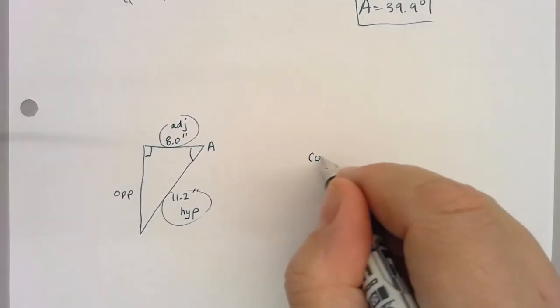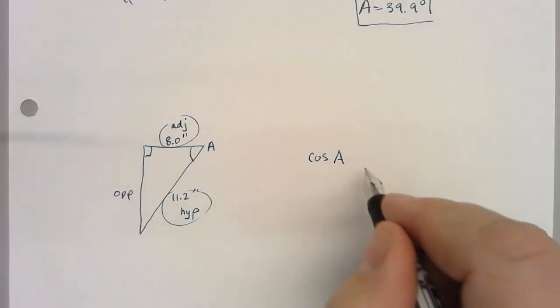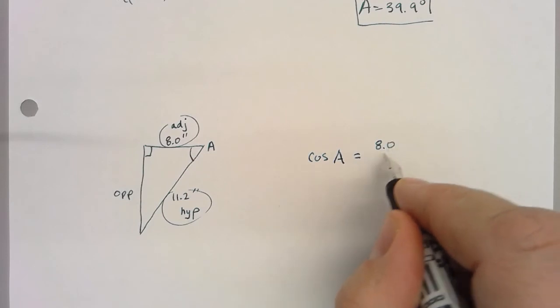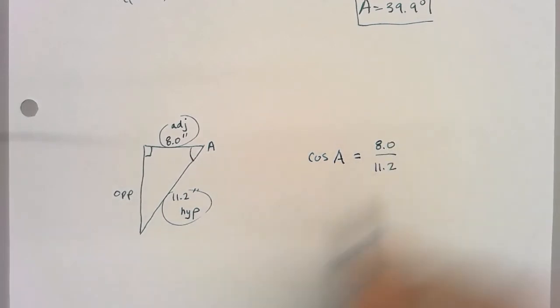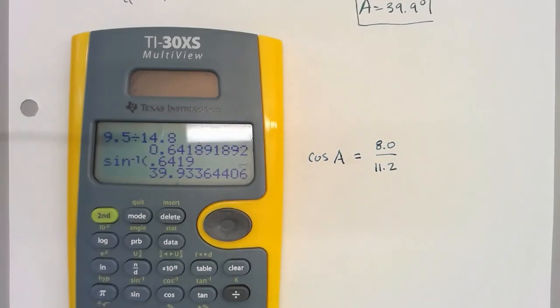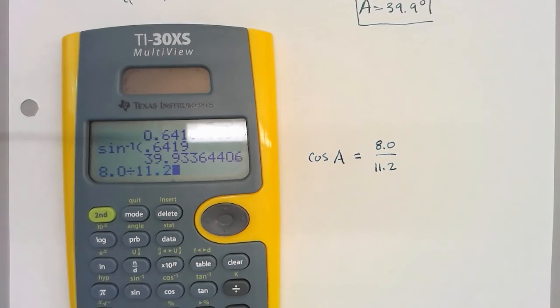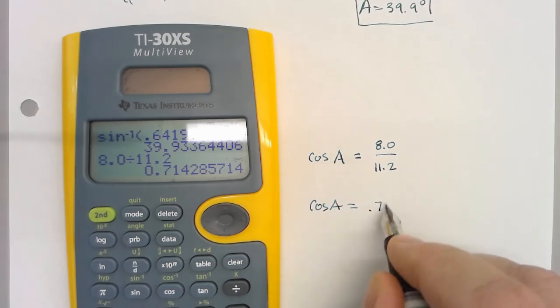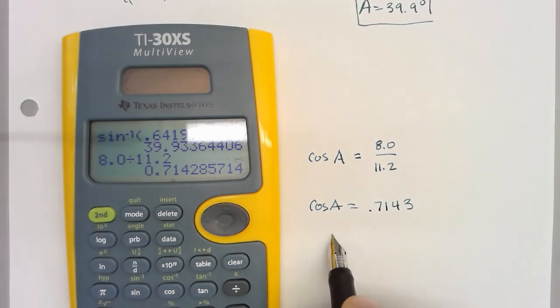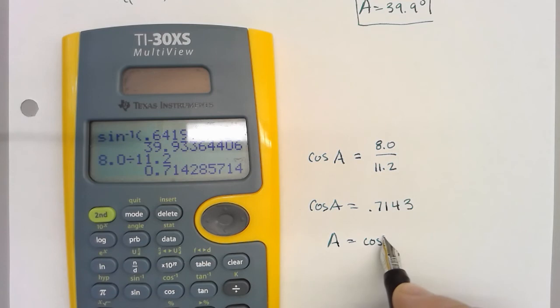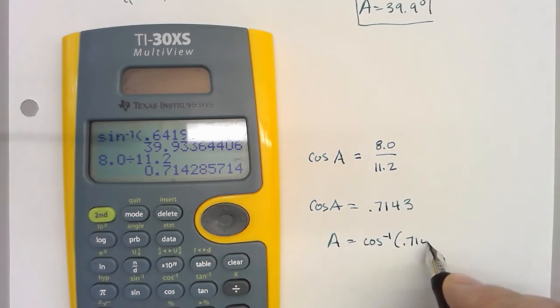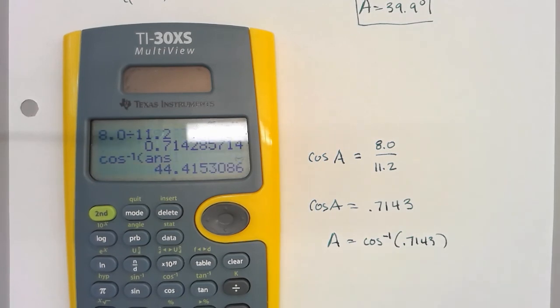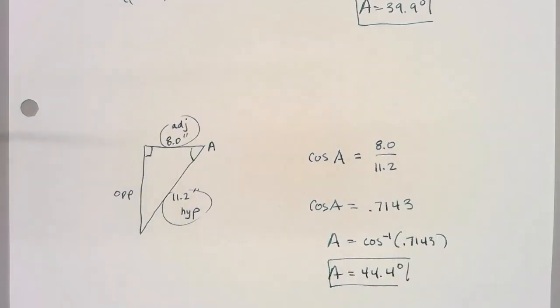So I write cosine, angle, here the angle is my unknown A, equals adjacent, 8.0, divided by hypotenuse, 11.2. Dividing that gives me 0.7143 if I round properly. So cosine A is 0.7143. And then I'm going to use inverse cosine to move the cosine away from A so that I have just A by itself. So inverse cosine of that answer is 44.4 degrees. And that is all.